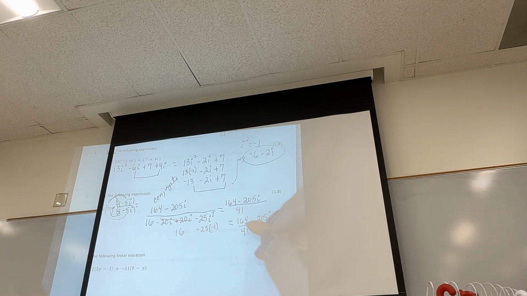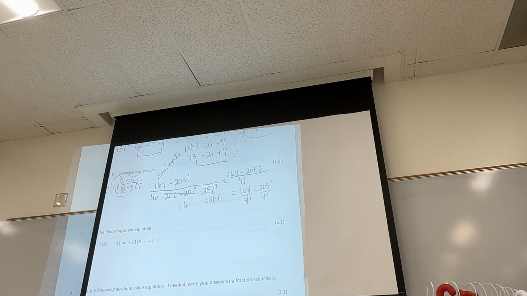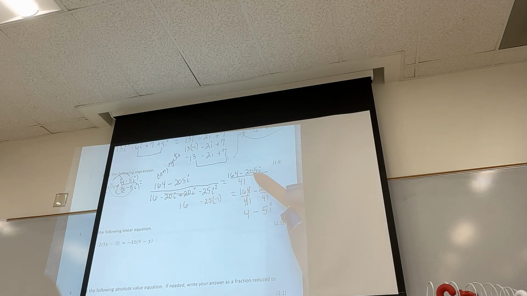4? Okay. So if I pull a 4 out of both, what can I reduce that to? 4 goes into 164 how many times? I'm sorry. Does 41 go into 164 evenly? Yeah. Okay, 4 times. Is that what I'm hearing? Okay, gotcha. Can 41 go into 205 evenly? How many times? 5. And we keep our i. So before we say no, we can't reduce, we have to check that. Is that clear? So we end up with 4 minus 5i.